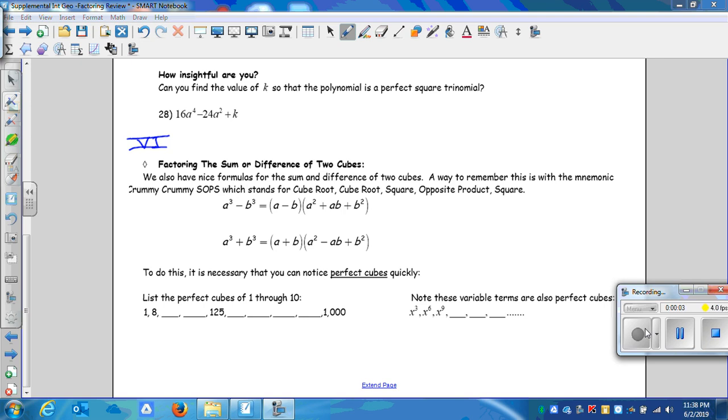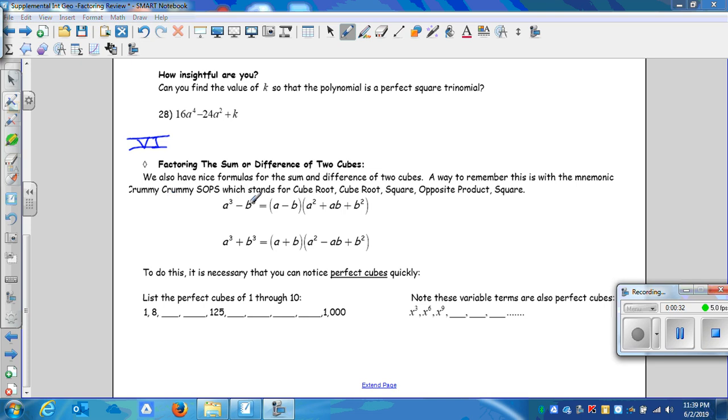This is video part 6, and it is the last video in the series that covers the factoring packet. We were talking in the last video about shortcuts for factoring, the difference of two squares as well as perfect square trinomials. Now we're going to look at a brand new type of factoring that you haven't seen before, and that's called factoring the sum or difference of two cubes. So we have nice formulas to do this factoring as well.